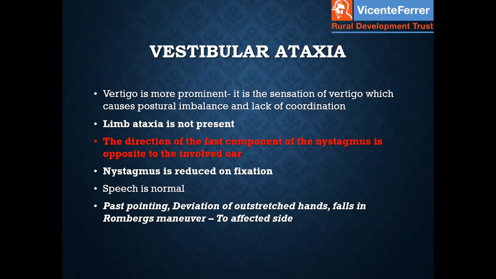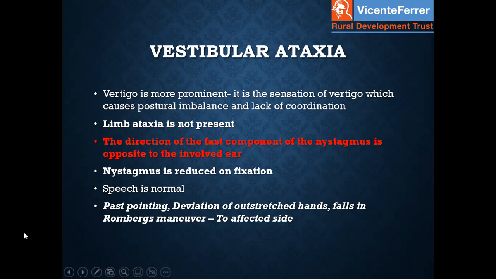Obviously, vestibular ataxia will be associated with nystagmus, and the direction of the fast component of nystagmus is opposite to the involved ear. And nystagmus is reduced on fixation. Nystagmus is another topic we'll discuss later. The important thing is to know whether this ataxia is vestibular in origin or cerebellar in origin.